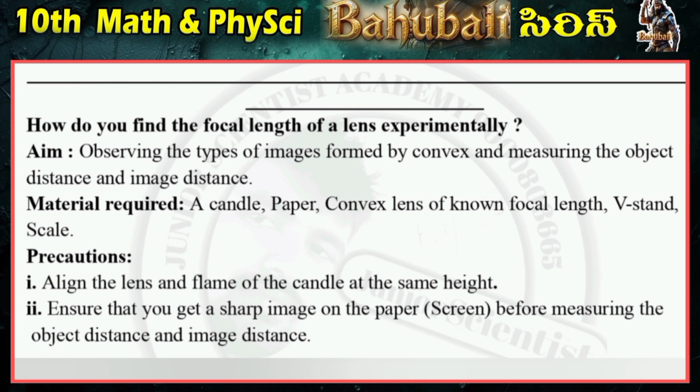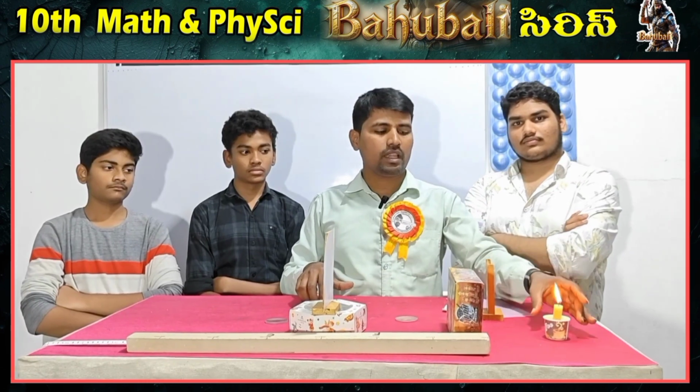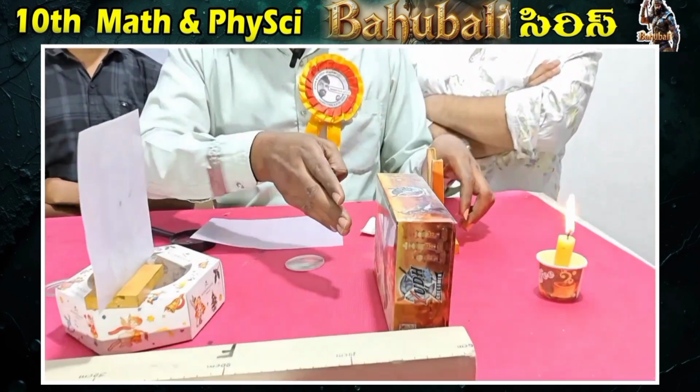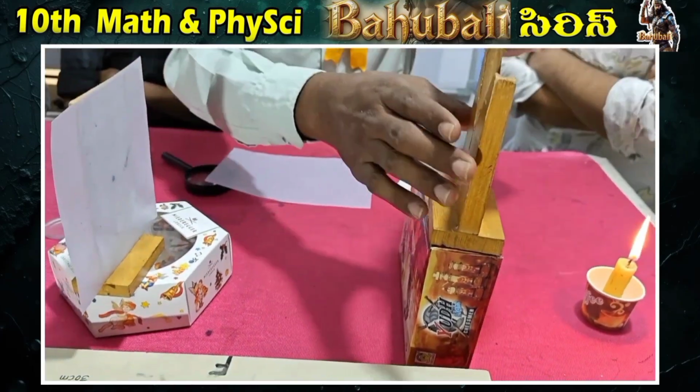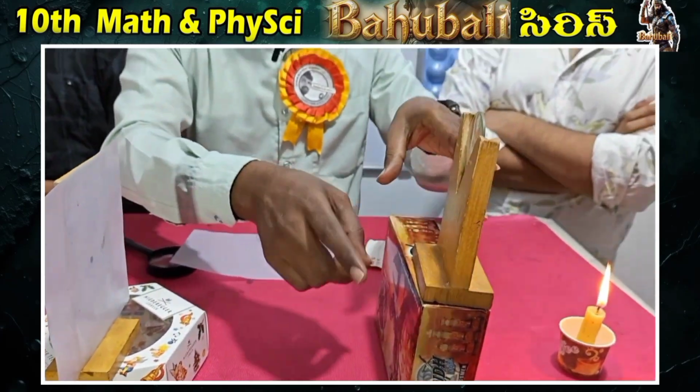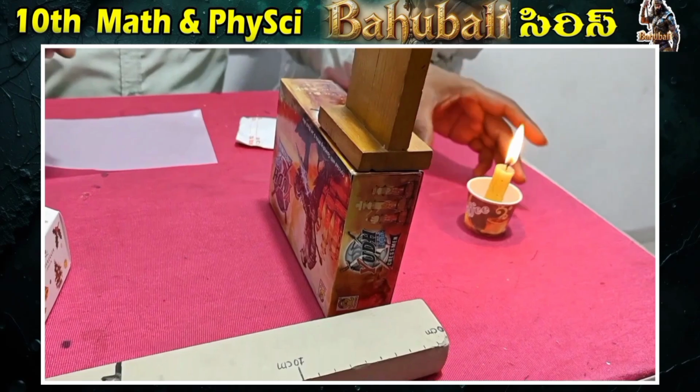Materials required: a candle, paper, a convex lens of known focal length, otherwise an unknown focal length also we can take. By taking the object distance and image distance, we can find the focal length of the lens by using the lens formula. We also need a V-stand and a scale. This is the candle. This is the screen, paper to capture the image. This is the scale, and I am taking the V-stand here. Place the convex lens in the V-stand.